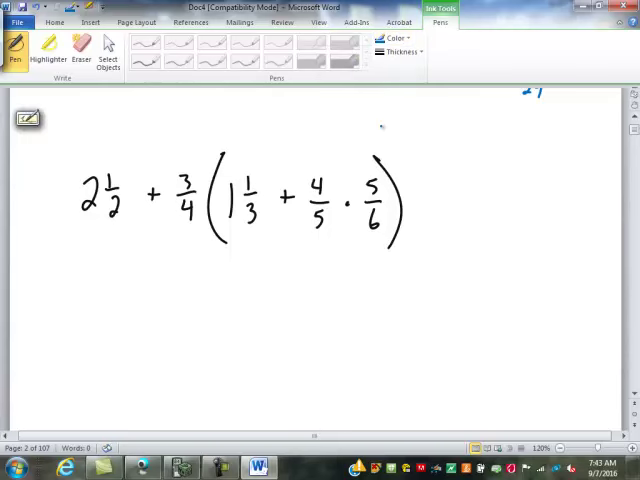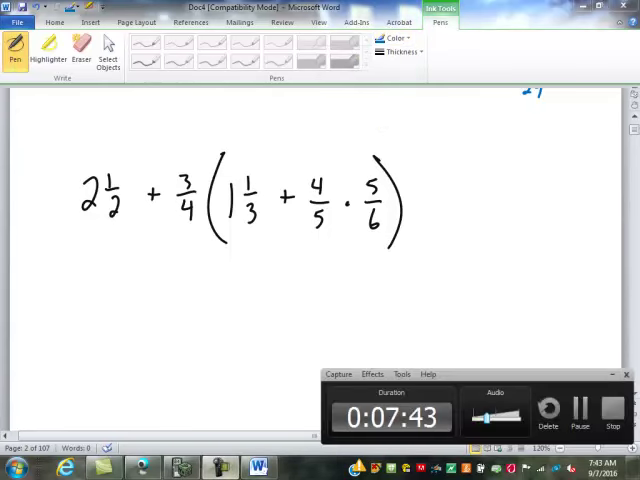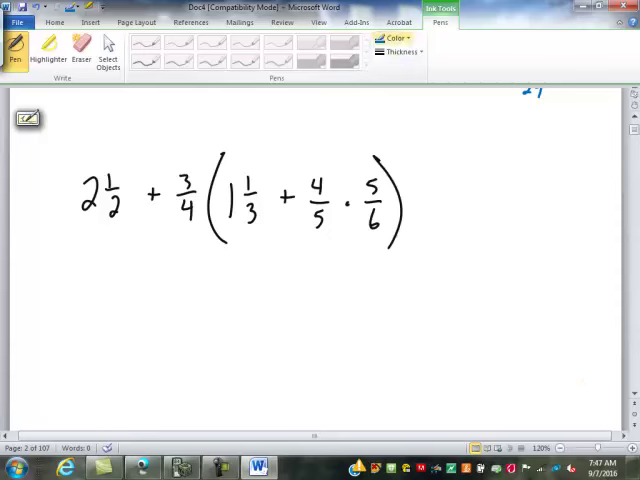We might have something like that. I'm going to have you try that in your notes quick. See what you come up with. Where would we start here? I know some of you aren't quite done yet. In the parentheses and the multiplication. 4/5 times 5/6. What does that multiply out to be?